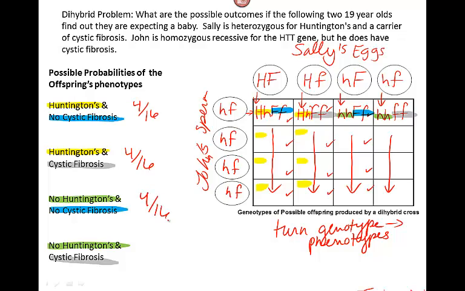What are the chances of getting no Huntington's disease but cystic fibrosis? 1, 2, 3, 4, 4/16. Or from another perspective, you have a 12/16 chance of having a child with one or more lethal genetic conditions and only a 4 in 16 chance of getting a child with no lethal genetic disorders.